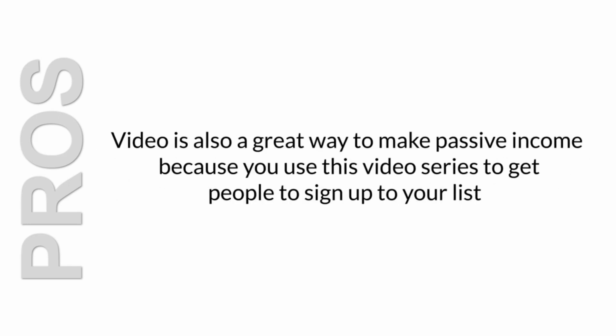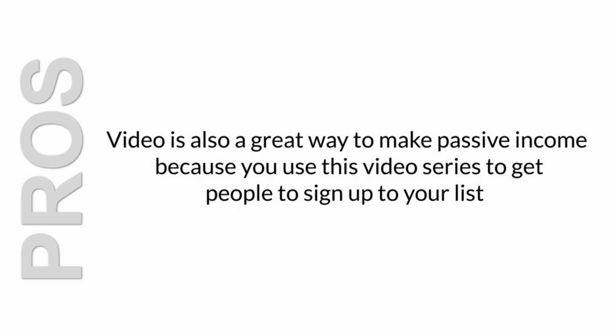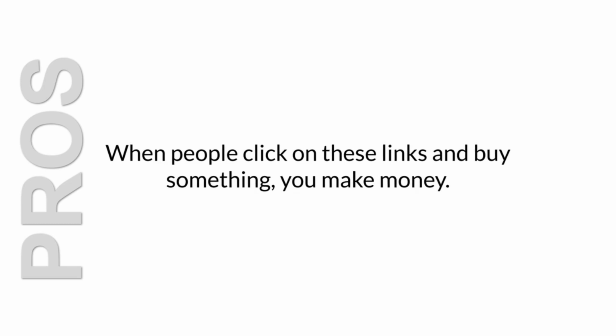Video is also a great way to make passive income because you use this video series to get people to sign up to your list, and if you chop them up into small enough pieces, they actually get all excited about your next email. So, they'll always be on the lookout for your next email, and once you get them to open your email, you can hit them with affiliate links. When people click on these links and buy something, you make money.